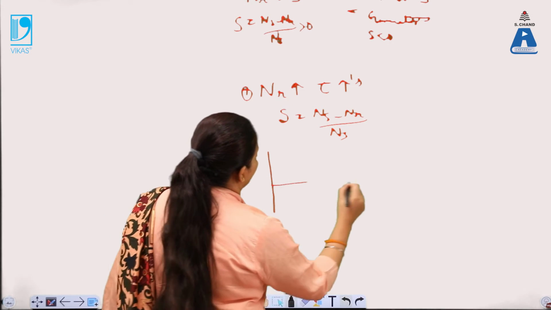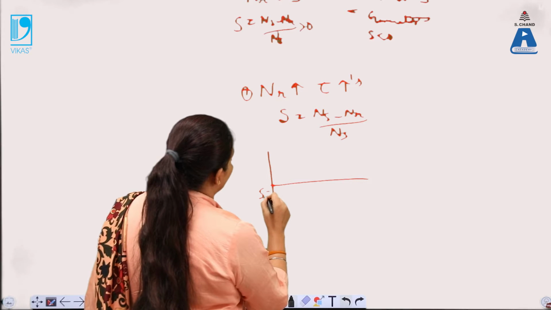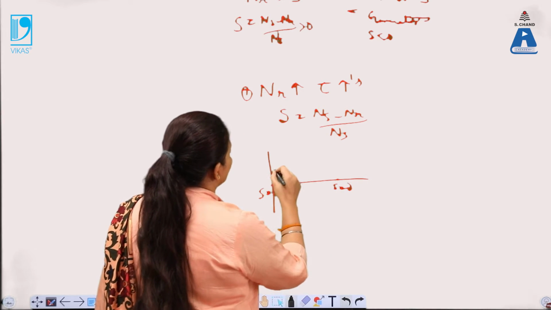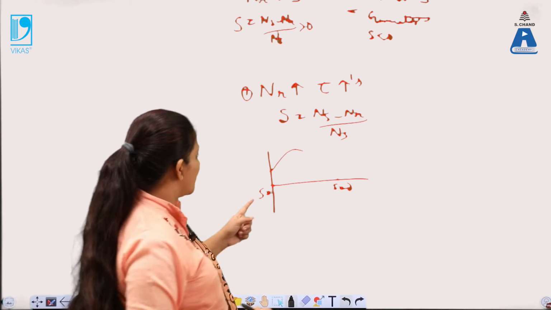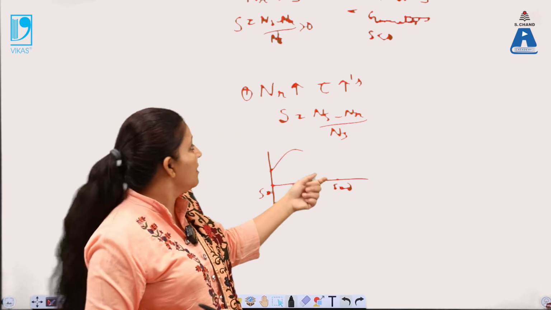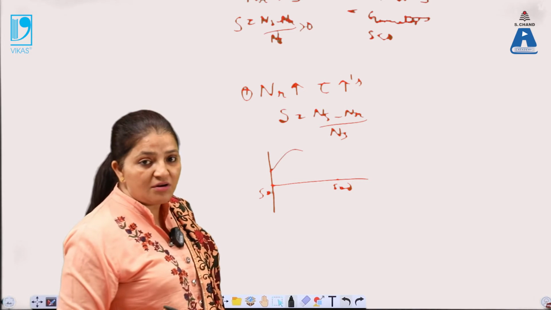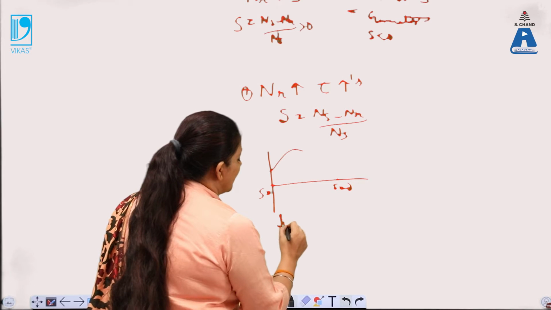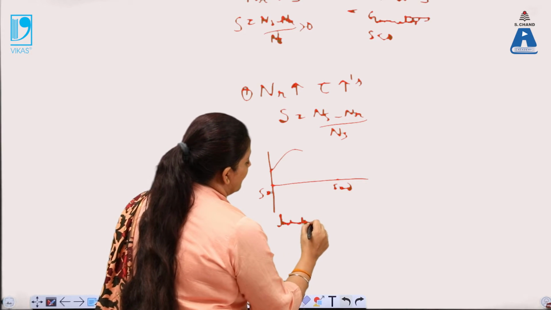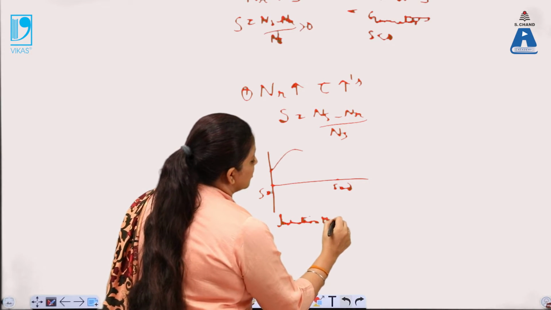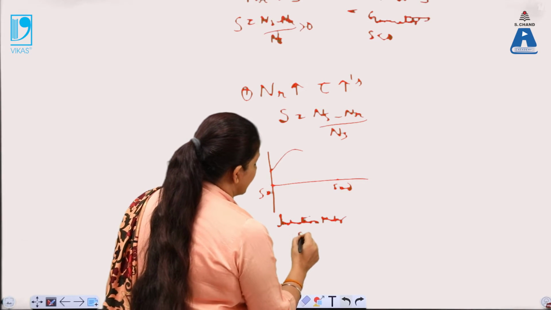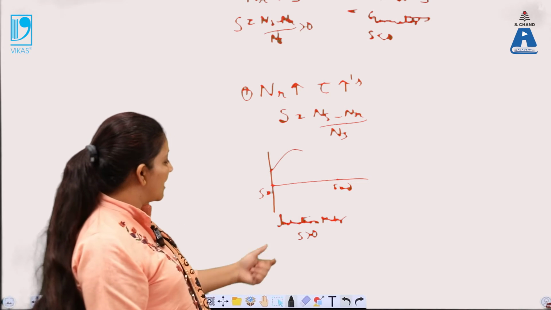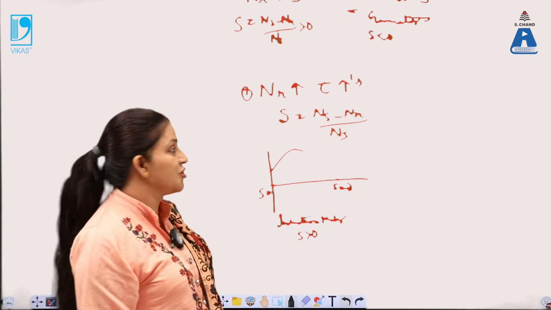Means at the initial point over here, S is maximum, that is equal to 1, and here S is 0. Up to this point, as soon as the value of NR goes on increasing, the value of S will go on decreasing. So this is the first region. This region is called the induction motor region, and in this case S is positive. Means the given system or geometry will act like an induction motor.